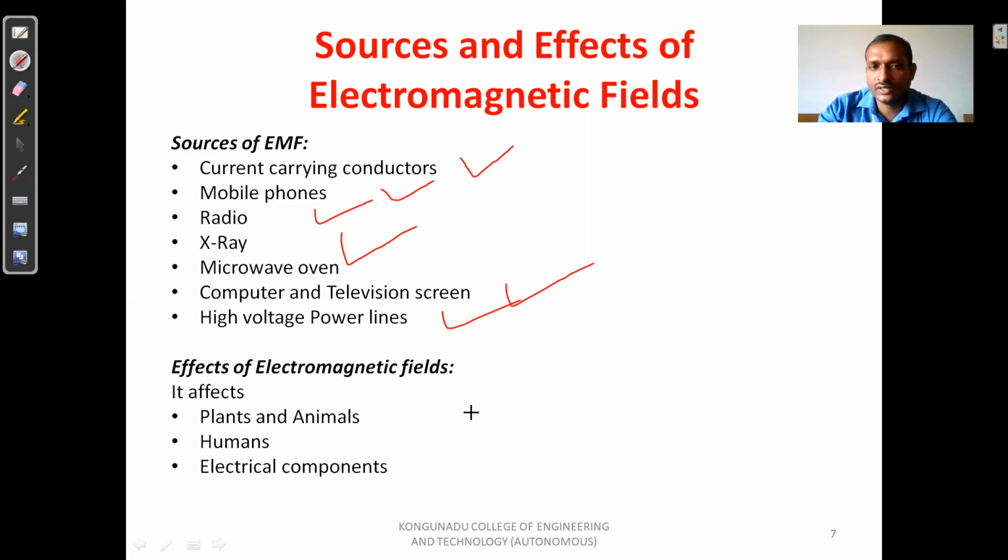So next, what are the effects of electromagnetic fields? Due to the EMF, some effects are also present. It affects the growth of plants and animals. Also, it affects the growth of the human brain. Also, it affects the performance of electrical components. Due to electromagnetic interference, the performance of electrical components will be affected.